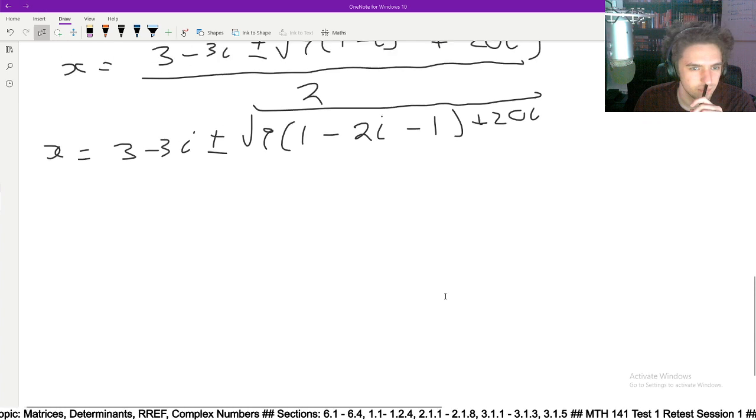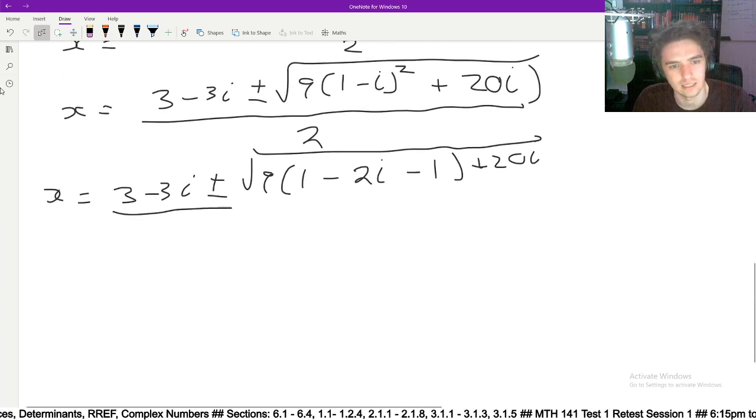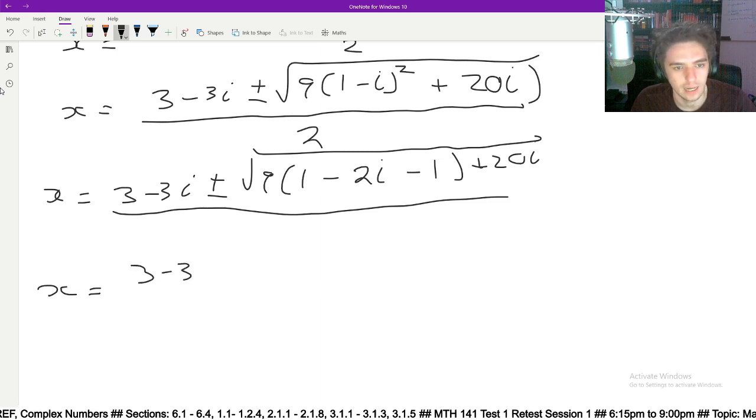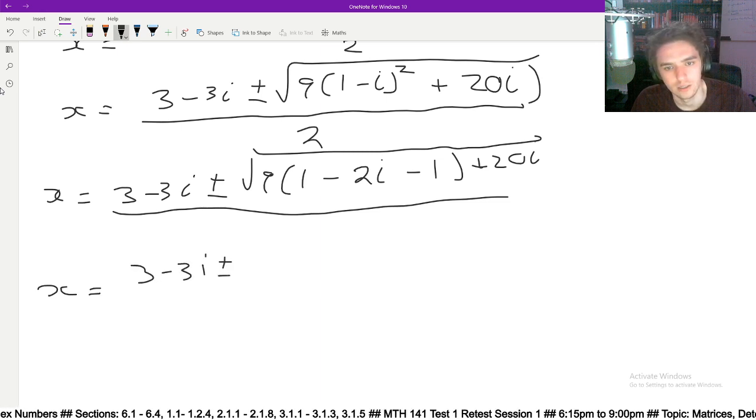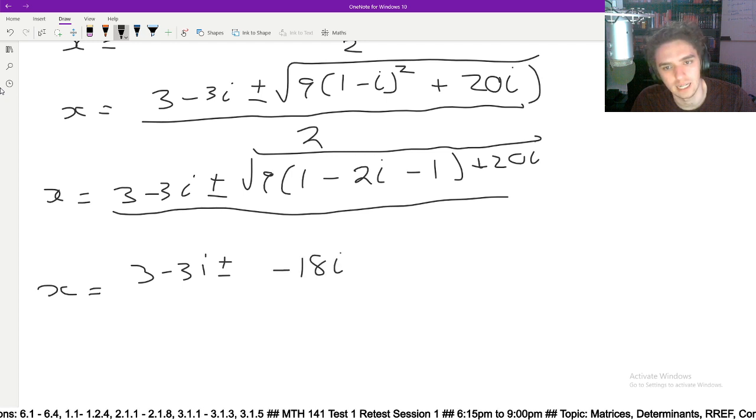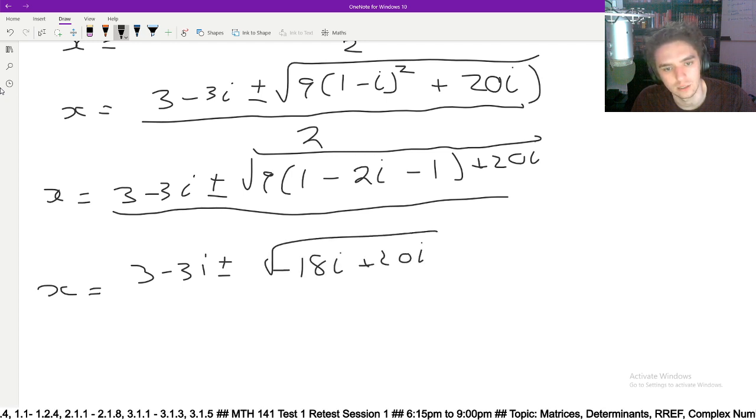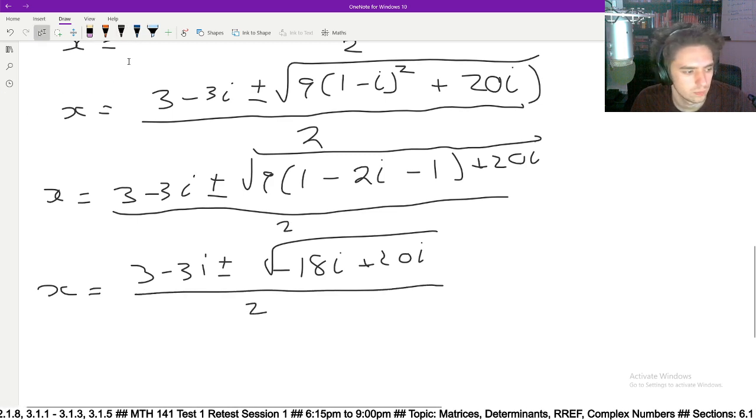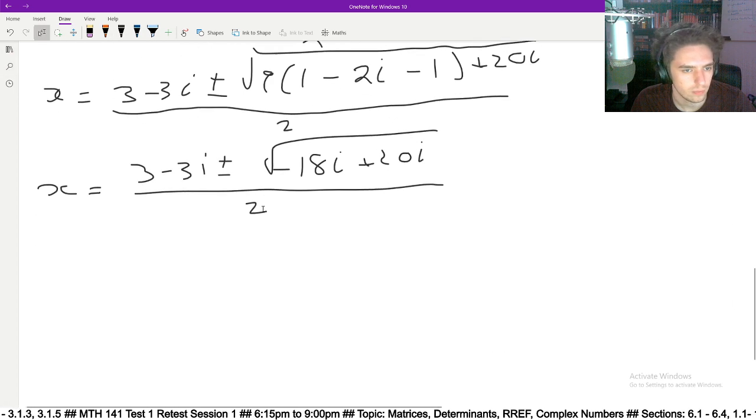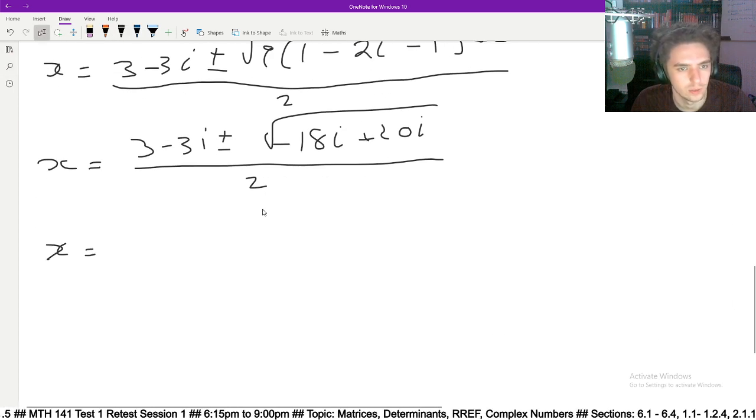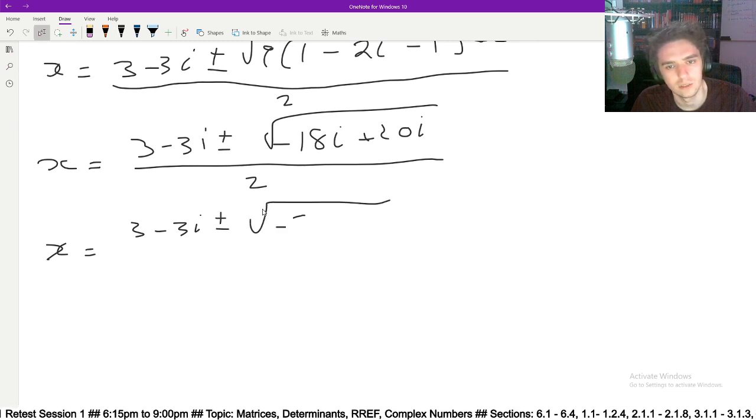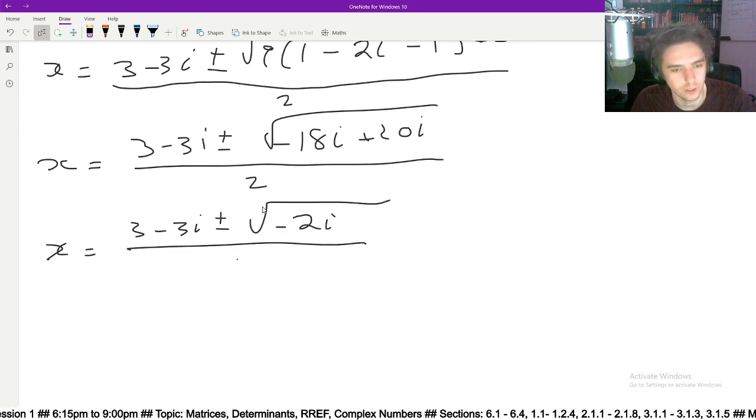So, I'll at least get to the end of what I can do. Yeah, there is a formula for root i, for sure. So, 1 minus 1 is 0. So it's going to be the square root of negative 18i plus 20i, all over 2. So x equals 3 minus 3i plus or minus 2i over 2.